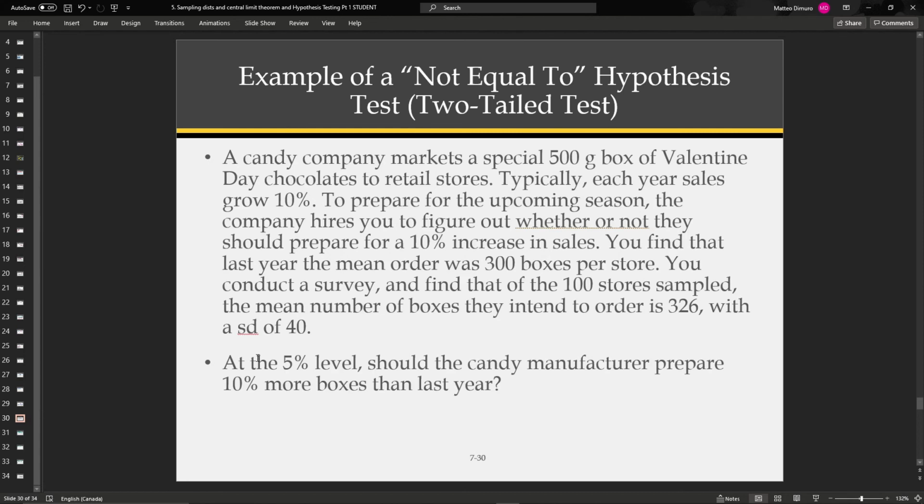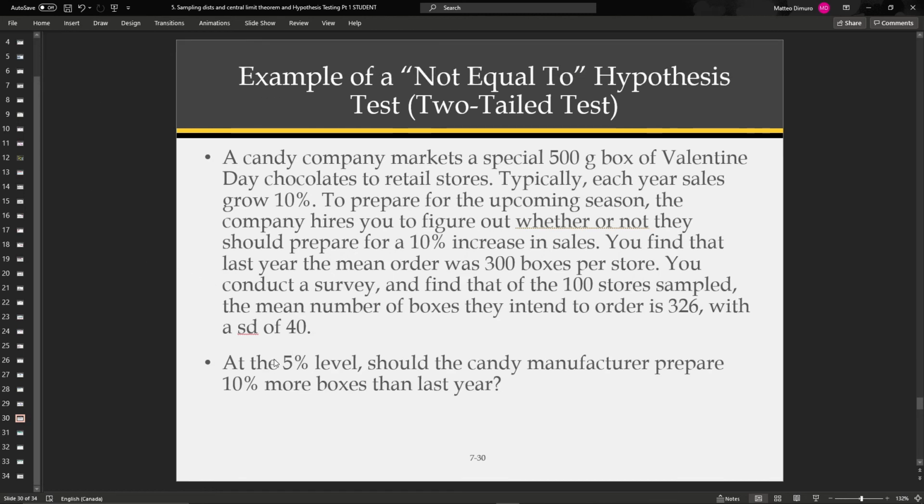So this one here goes like this. A candy company markets a special 500-gram box of Valentine's Day chocolates to retail stores. Typically, each year sales grow 10%. So to prepare for the upcoming season, the company hires you to figure out whether or not they should prepare for a 10% increase in sales. You find last year the mean order was 300 boxes per store. Now you conduct a survey and you find that of the 100 stores sampled, the mean number of boxes they intend to order is 326 with a standard deviation of 40. So at the 5% level, should the candy manufacturer prepare 10% more boxes than last year? Oh, perfect. Let's take a look.